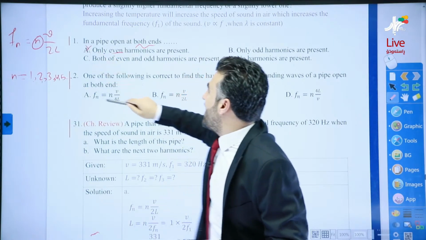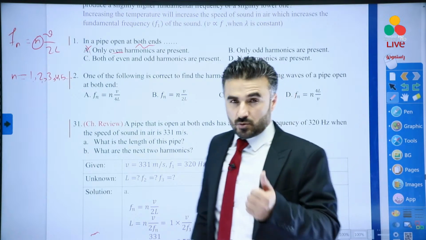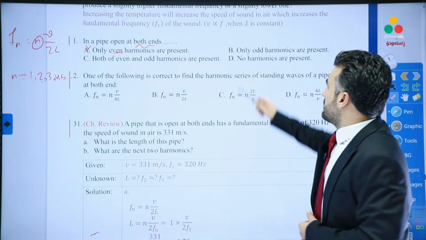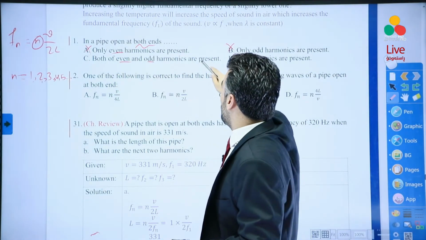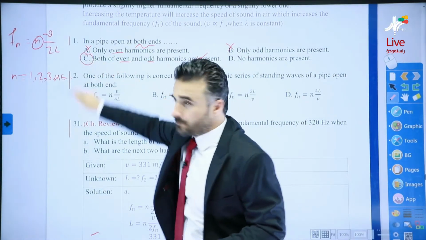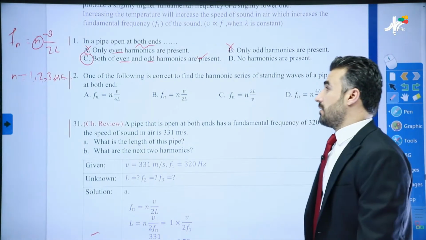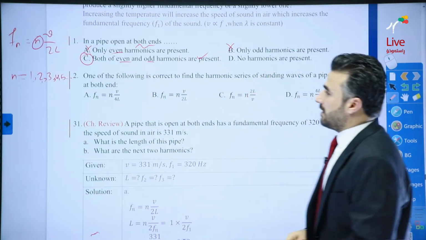So not A. What about B? Only odd harmonics are present, that means 1, 3, 5, 7, 9, and it goes on. This is also incorrect. C says both even and odd harmonics are present, and that is the correct one here. What about D? It says no harmonics are present. That is incorrect. So the correct answer is C. Take a look at the second question.